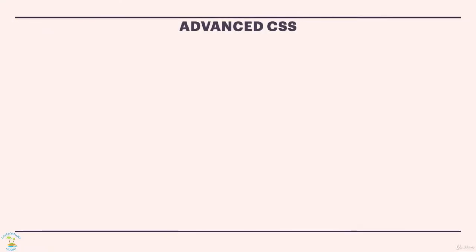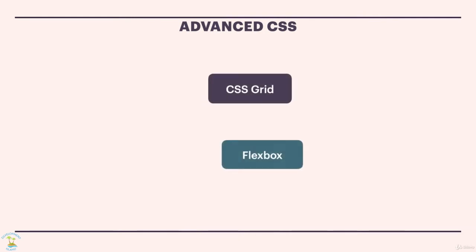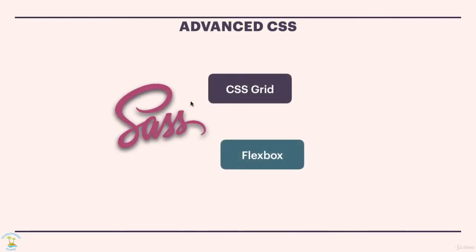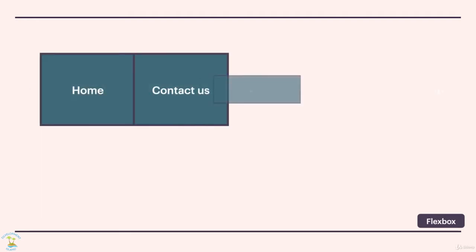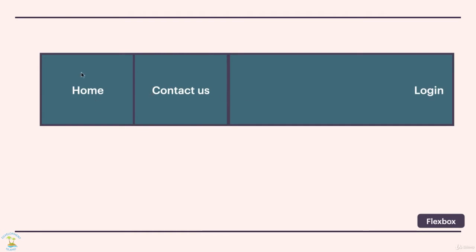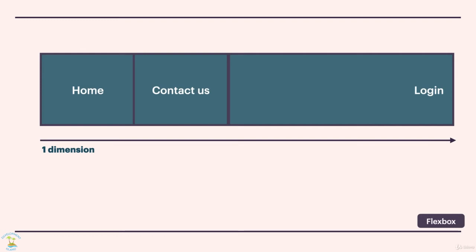Then you will move to advanced CSS using CSS Grid, Flexbox, and Sass. Now let's start with Flexbox. Flexbox will help you create amazing modern responsive layouts using only a few lines of code. A good example of using Flexbox is when you set the width of elements inside a menu. So in this example, we set the width of both the first two items, and then we decided that the last item is going to occupy whatever space is left. So you can see that Flexbox works in one dimension.